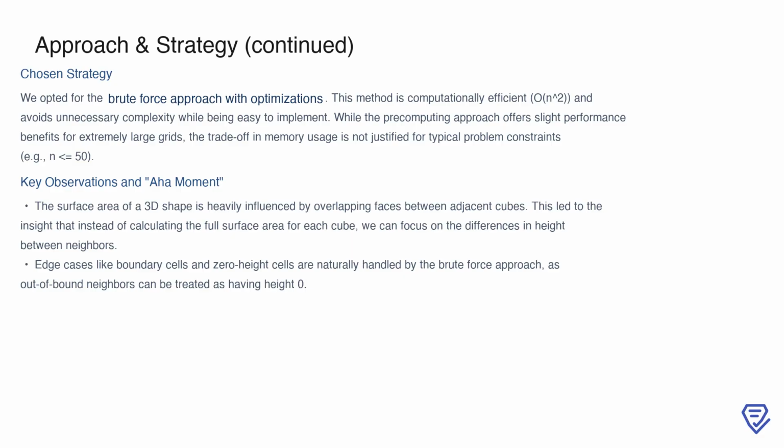One of the key insights that shaped our approach was recognizing that the surface area is significantly influenced by how adjacent cubes overlap. By focusing on the differences in height between neighbors, we can simplify the calculations without missing edge cases. Boundary cells and zero-height cells are naturally handled in this approach, as out-of-bound neighbors can be treated as having a height of 0. This simplicity and robustness make the brute force approach well suited for the problem.